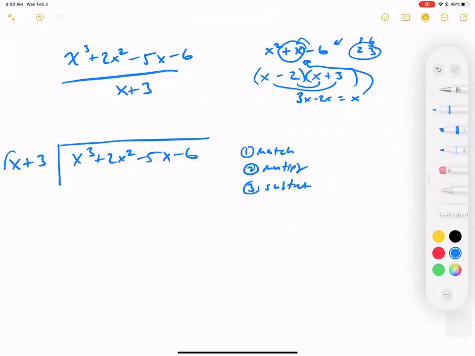So we match our x to become x cubed. What can I multiply x by to become x cubed? We need to multiply by x squared. That's our matching step. Check. We multiply this down by our binomial. See, there's 2 terms there. So x squared times x is x cubed, and x squared times 3 is 3x squared. Now our last step is to subtract.